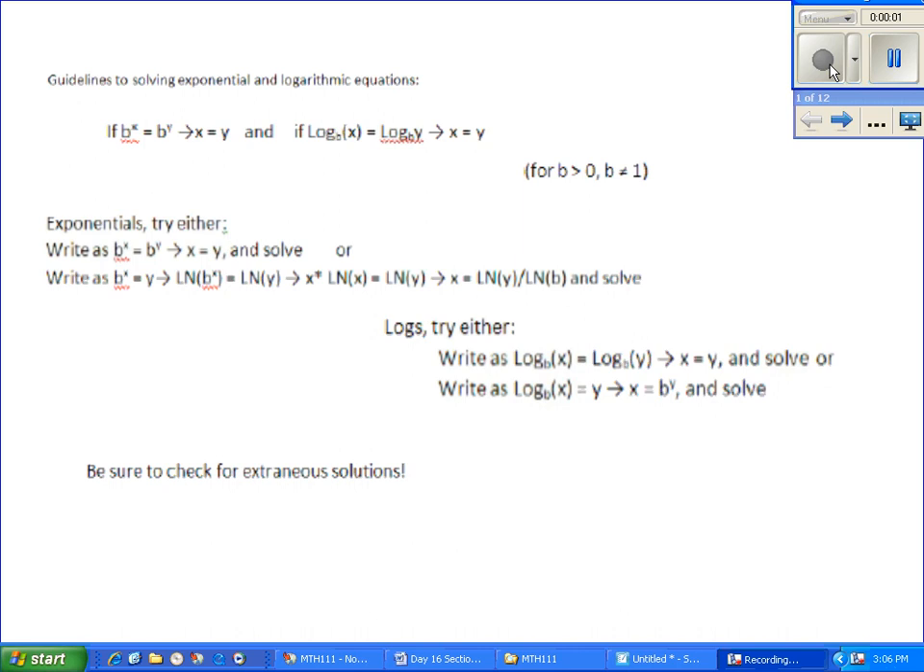Solving exponential and logarithmic equations now. This is one of the reasons why you had to learn all those properties of logarithms last time. So a couple principles to keep in mind.